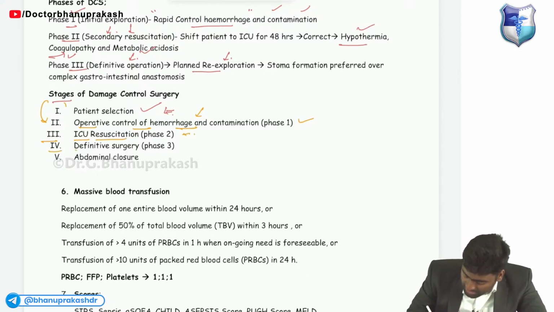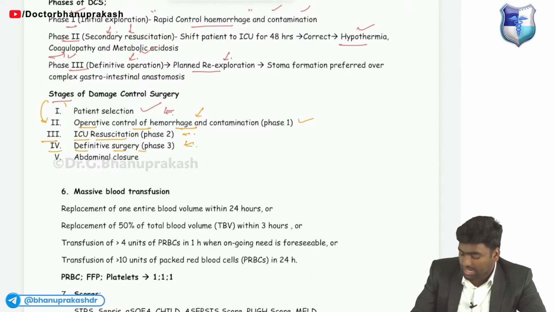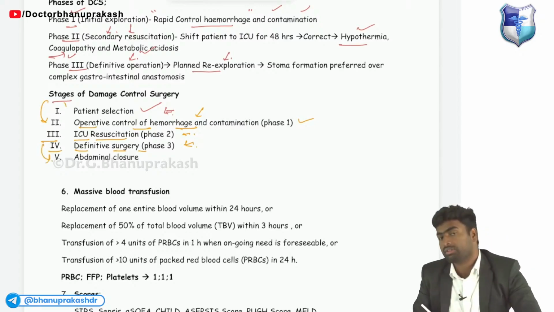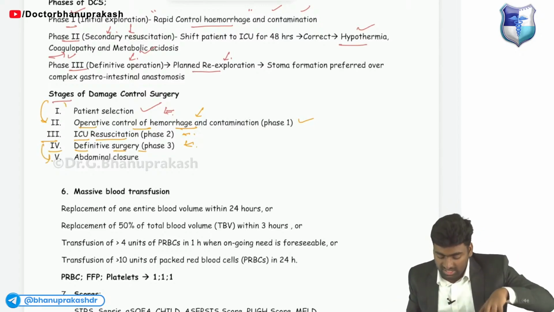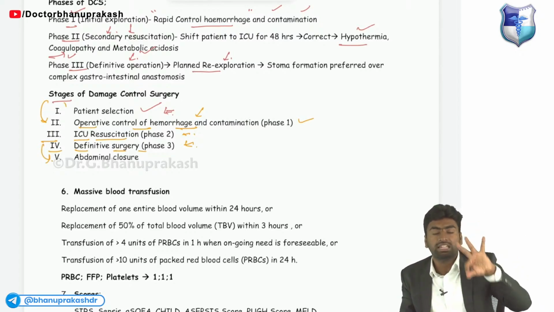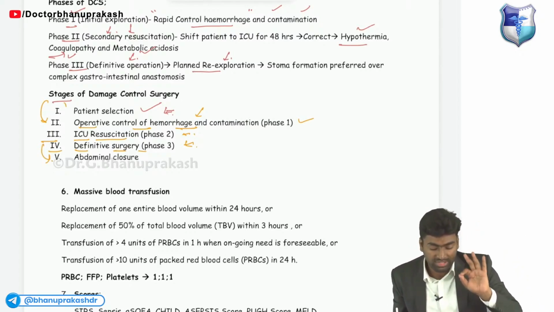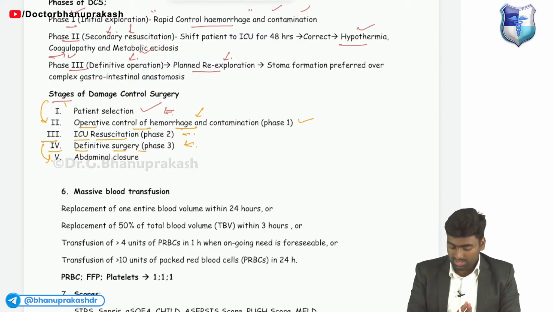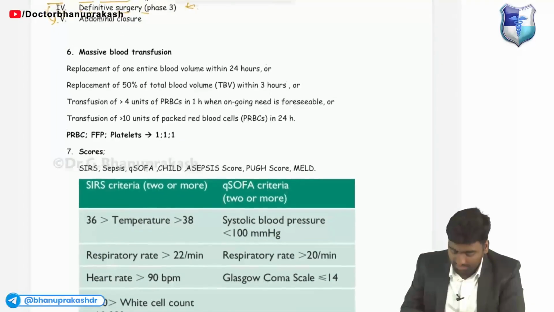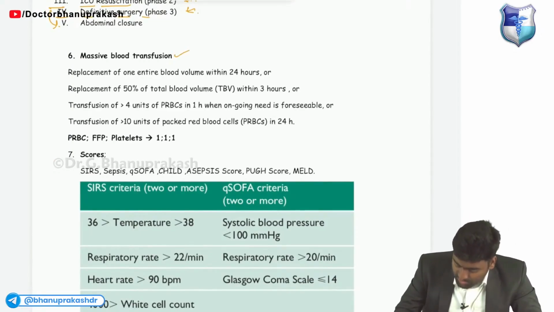And finally, we'll do the definitive surgery, followed by closing the abdomen in the 4th stage of these damage control surgeries. There are 3 phases and 4 stages. Don't confuse it. Or sorry, 5 stages. 3 phases and 5 stages. Don't confuse it. Fine. Then we have the protocol known as the massive blood transfusion protocol.